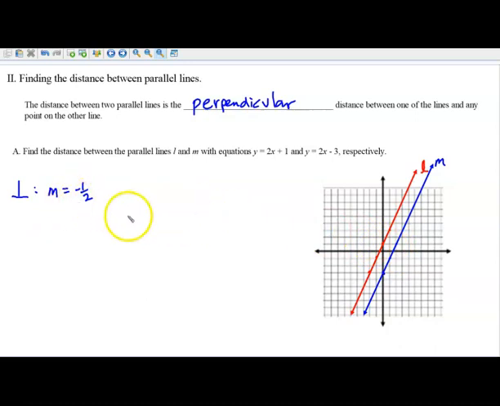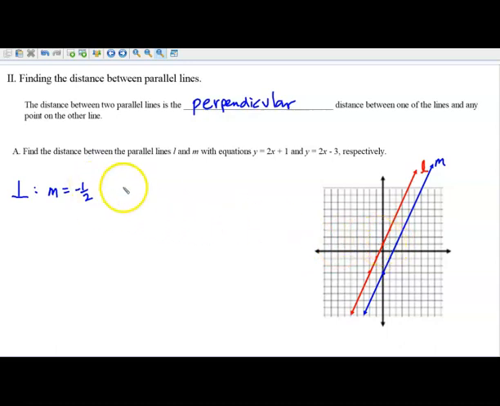All right, so I can use either one of these y-intercepts, because what we're actually doing is we're saying that this perpendicular segment would, for example, go through 0, 1 of L, and then it's going to come over here and hit M someplace. Well, we don't really know where that is, but we can figure it out.